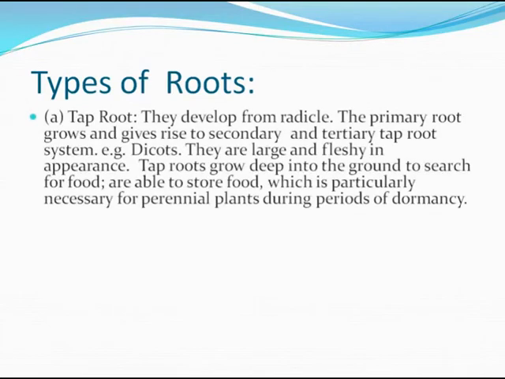What are the various types of roots? Coming to the taproot system, they develop from the radicle. The primary root grows and gives rise to the secondary and tertiary roots. Examples are dicots. They are large and fleshy in appearance. The taproots grow deep into the ground to search for food and are able to store food, which is particularly necessary for perennial plants during the periods of dormancy.